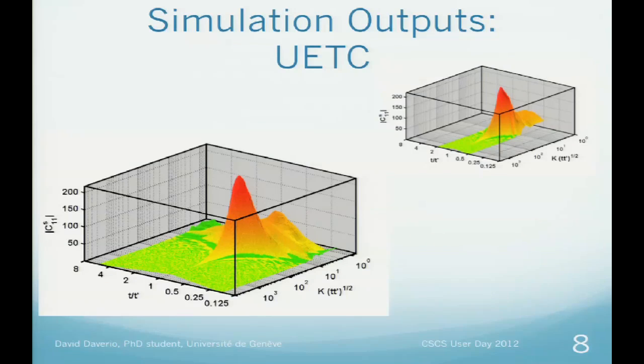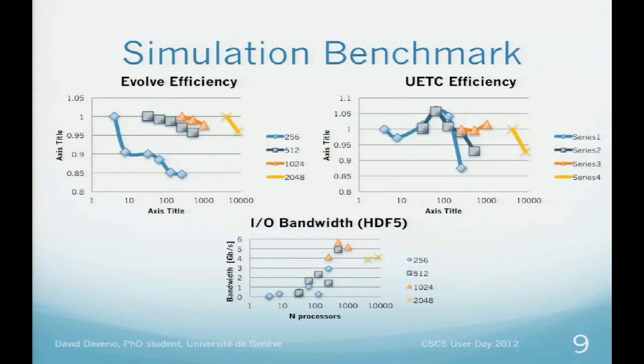That's it. Okay, so let's speak about the simulation benchmark. Here I show the efficiency of the different parts of the simulation: the UETC build efficiency and the evolve efficiency. I do not really have a benchmark for the winding things because I only tested for the 4,000 cube lattices, and I only have 1 or 2 points, so I cannot say it's really a benchmark. We see that the evolve efficiency is not so bad.